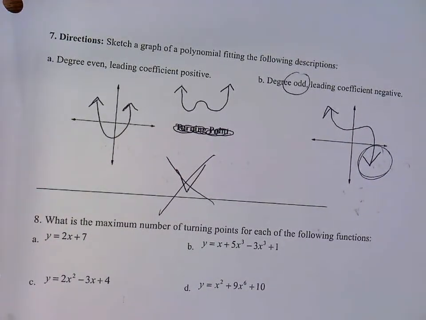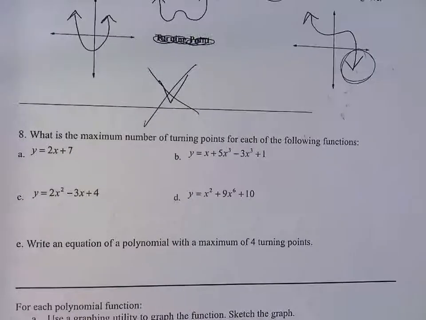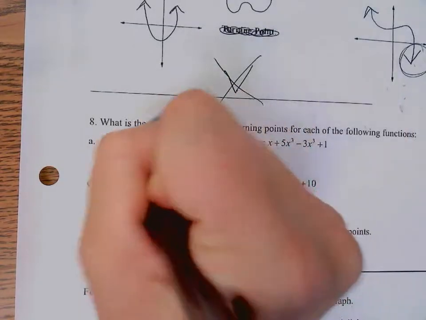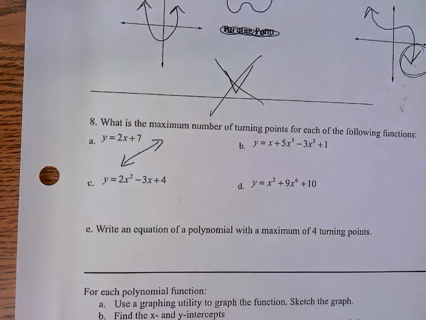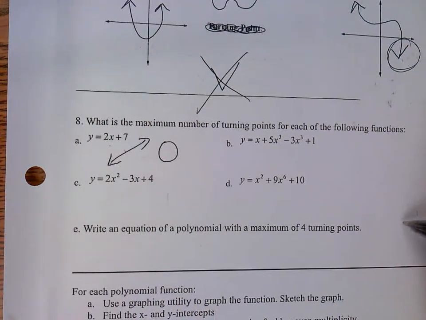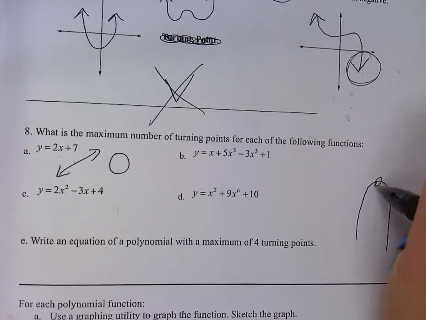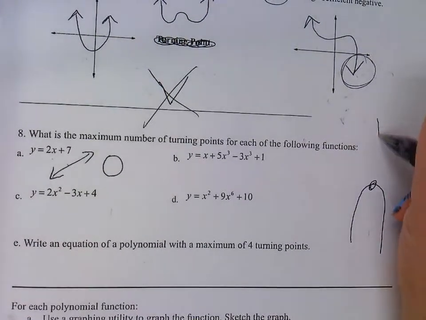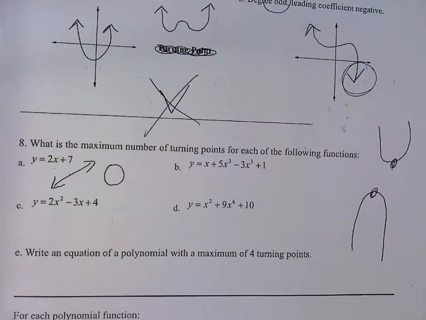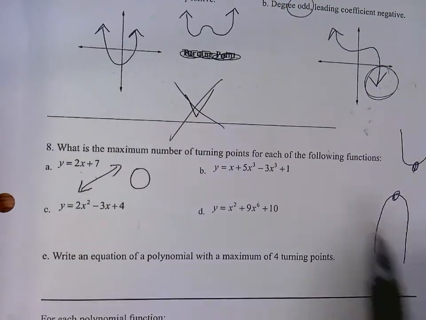All right, and then 8 was recalling the rule for turning points. So turning points, if it's a linear function, how many turning points does a linear function have? 0 turning points. A turning point is when the graph goes from increasing, it changes direction and goes to decreasing, or decreasing to increasing. That's a turning point. This never changes direction.